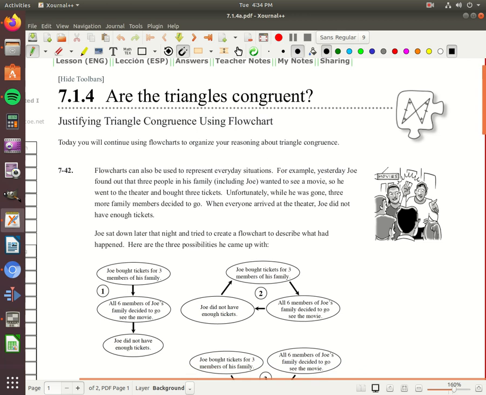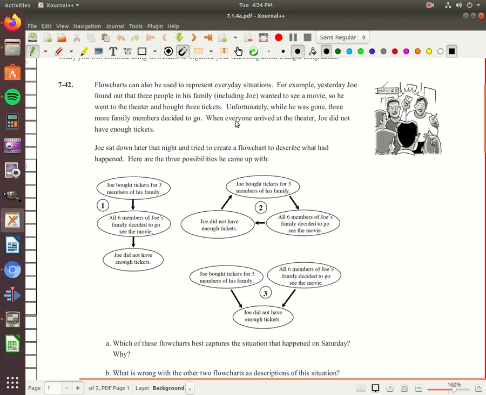Flowcharts and triangle congruence today. Flowcharts can be used to represent everyday situations. For example, yesterday Joe found out that 3 people in his family, including Joe, wanted to see a movie, so he went to the theater and bought tickets. Unfortunately, while he was gone, 3 more family members decided to go. When everyone arrived at the theater, Joe did not have enough tickets.